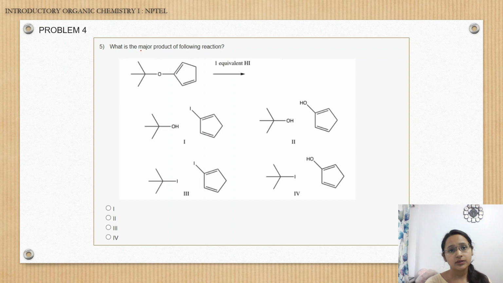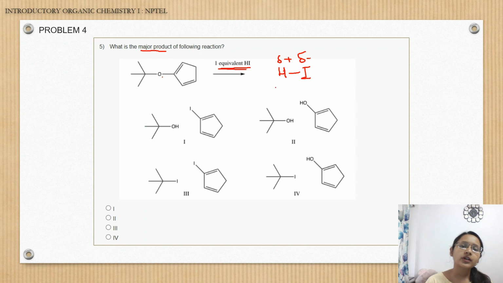Now, again, you have to tell the major product of the following reaction. So, what is happening? It is basically an ether, and you are treating it with one equivalent of HI, hydrogen iodide. So what is this hydrogen iodide? Here you will have a partial positive charge at hydrogen and a partial negative charge at iodide.